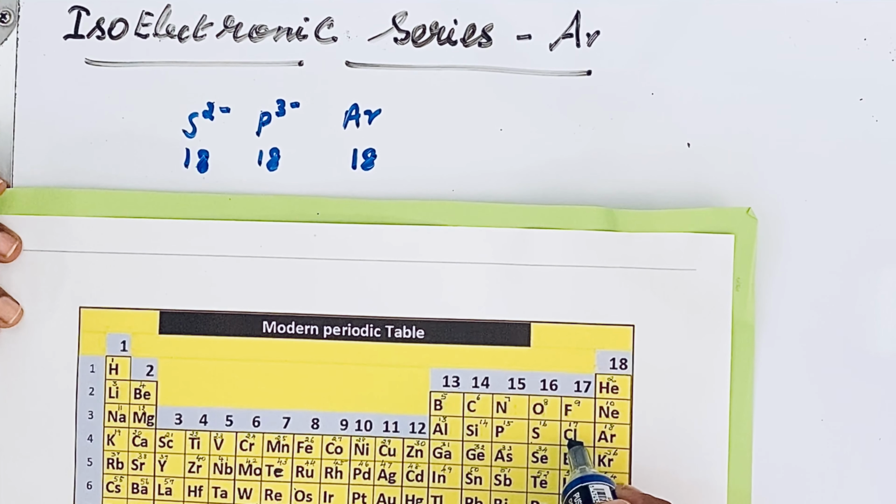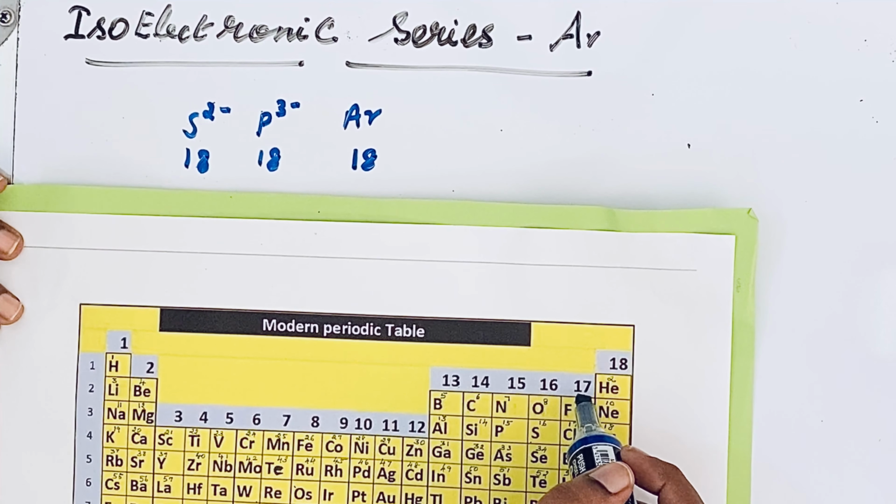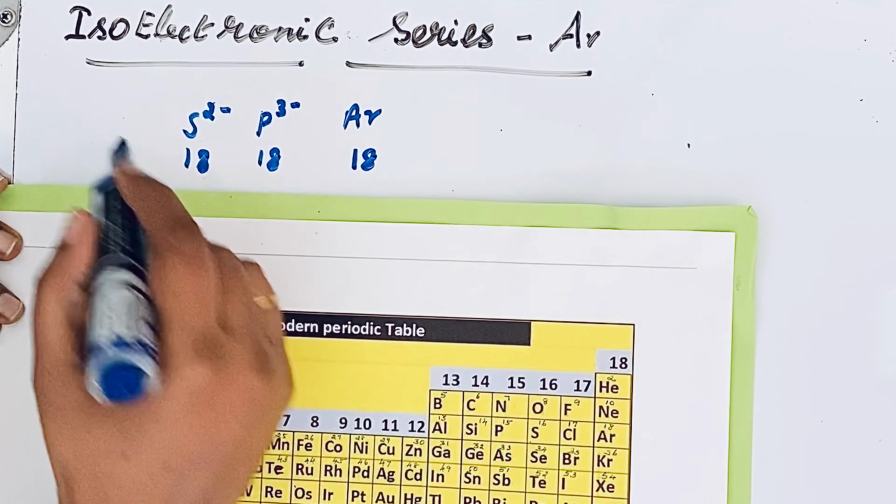Now come to chlorine. The chlorine atomic number is 17, so it is in the 17th group. The valence electrons are 7. To complete the octet configuration, it needs only 1 electron. That is why it forms the Cl minus ion. It gains only 1 electron.